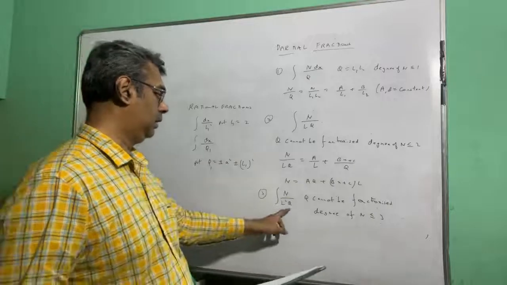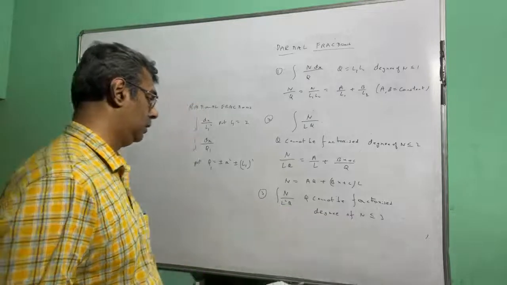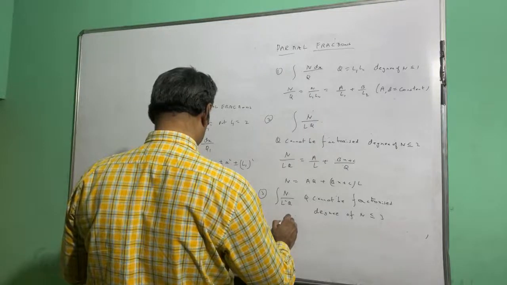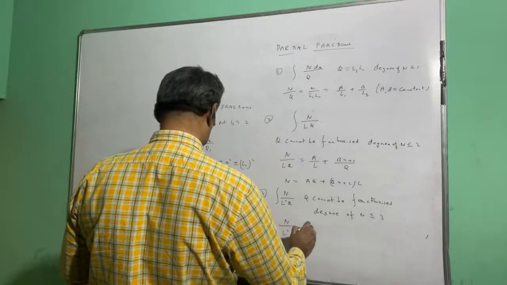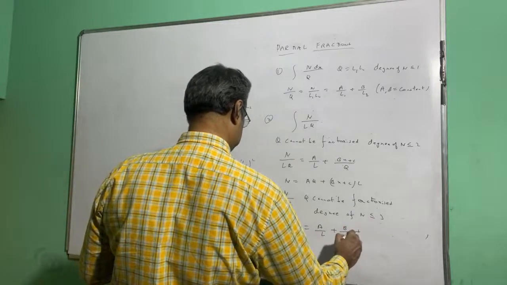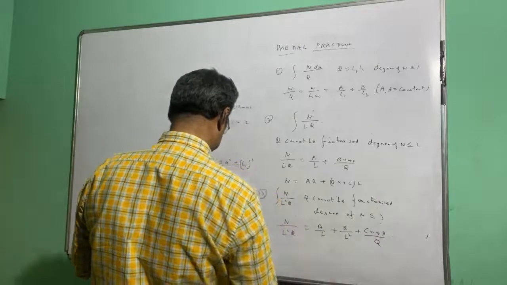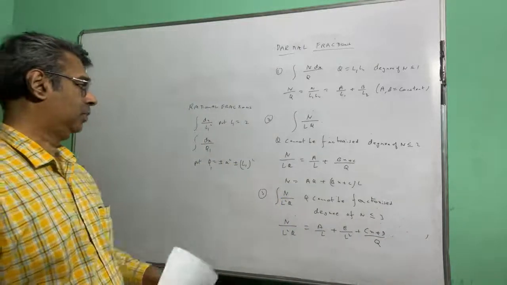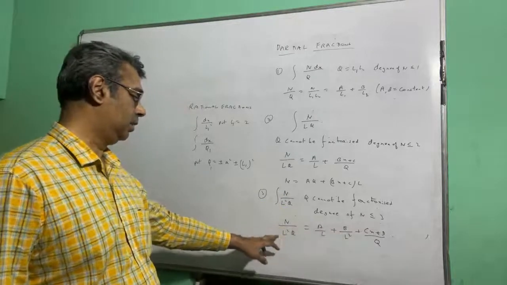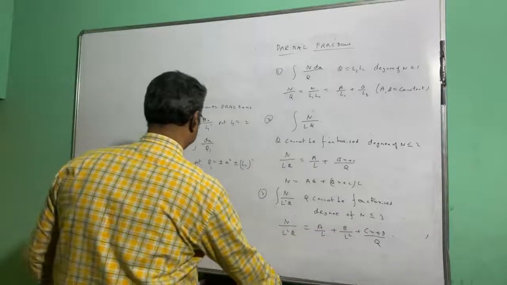Numerator by linear square into quadratic, so the quadratic cannot be factorized, and secondly the degree of the numerator is less than equal to 3. So when you have numerator by linear square into quadratic and degree of the numerator less than equal to 3, the partial fraction will be a by linear plus b by linear square plus cx plus d by quadratic.